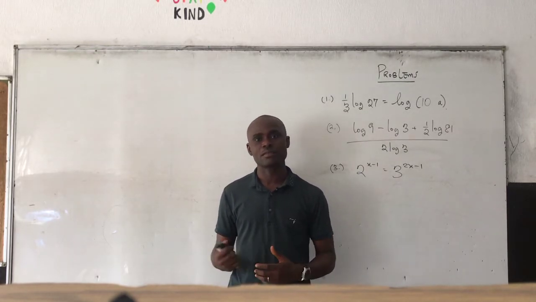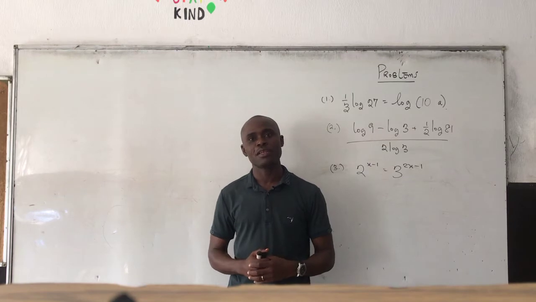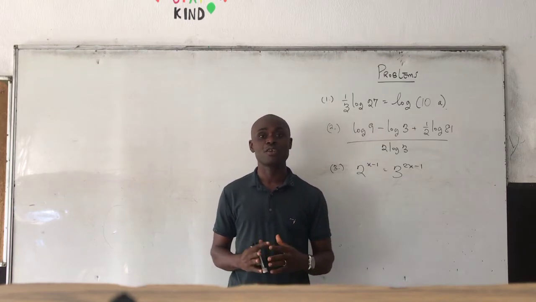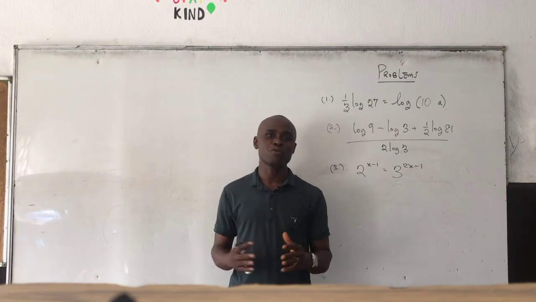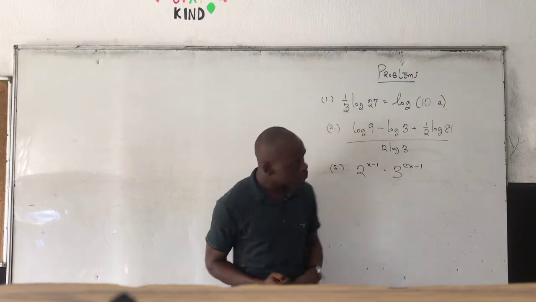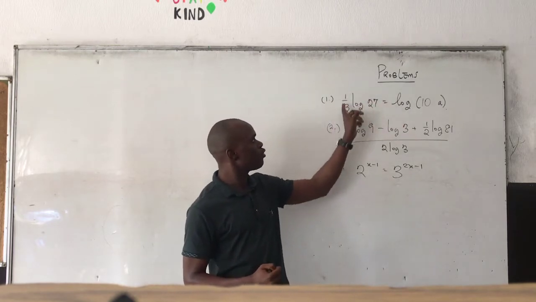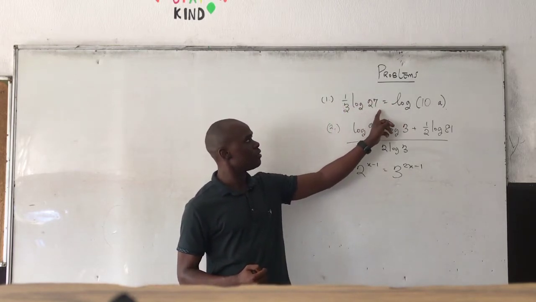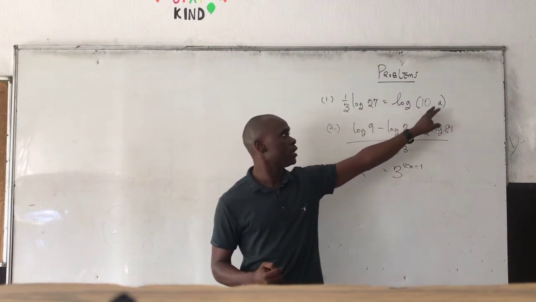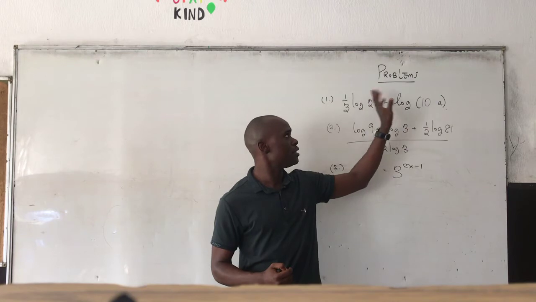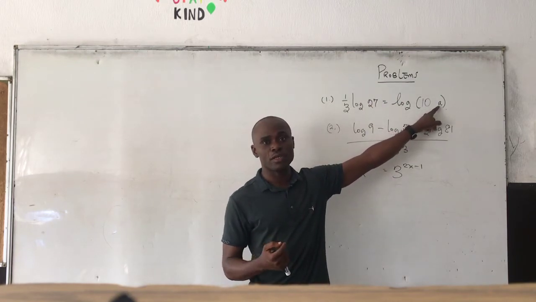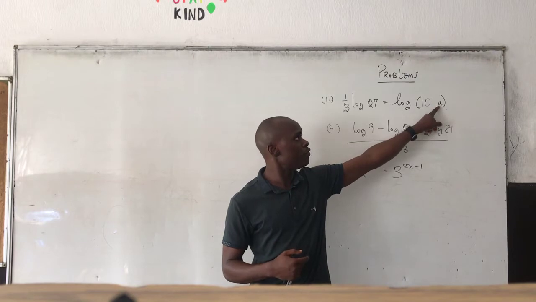I promised in the last video that we're going to be talking about problems. We're going to solve one or two problems so that we can apply all those rules and all those principles we have discussed earlier. So we have the first problem here. We have 1 over 3 log 27 is equal to log 10a. Of course, it's obvious that everything is evident except a. So we are going to find the value of a.